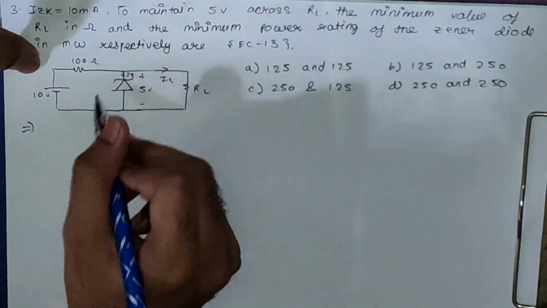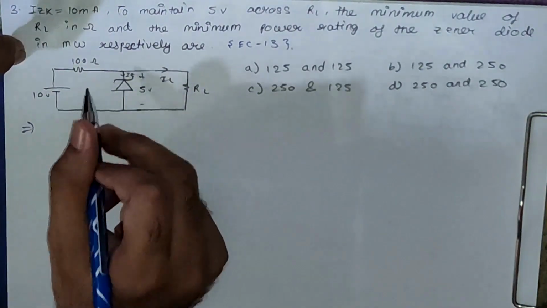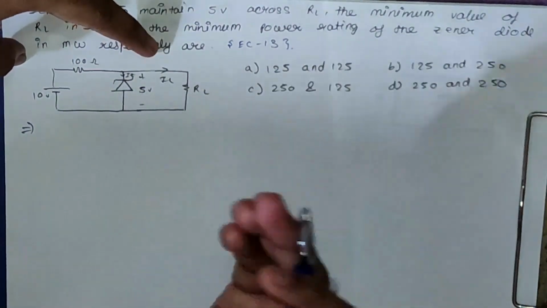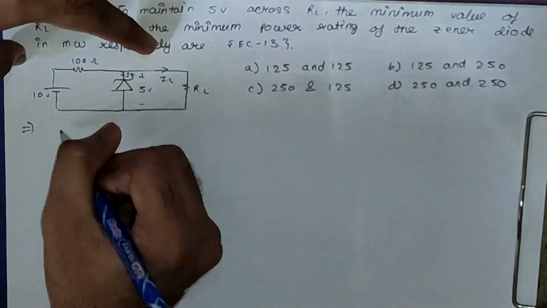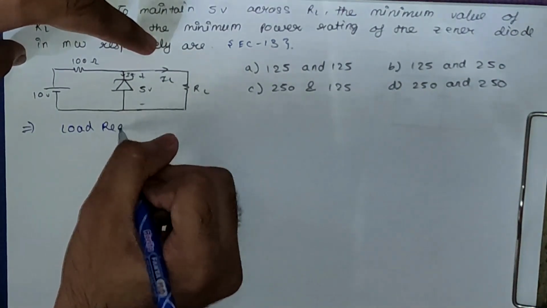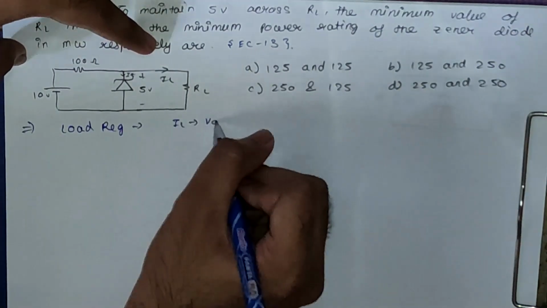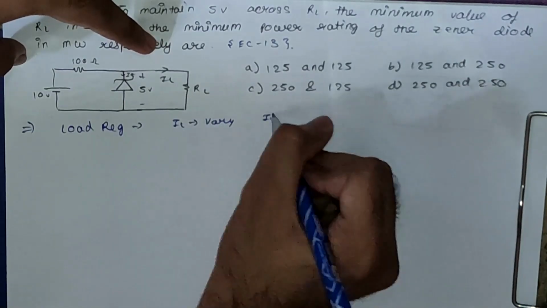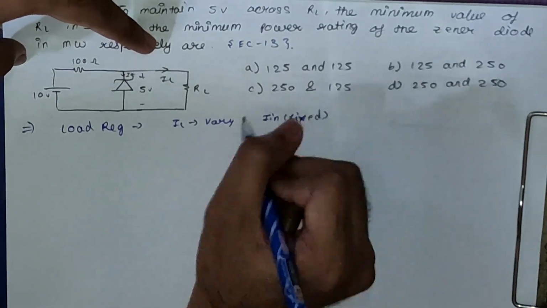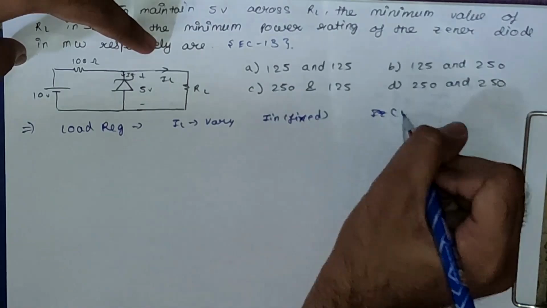You can see in this question this part is fixed. It means here only the load is varying, so it is a question of load regulation. It means that IL is going to vary and I in will be fixed, and to maintain this, IZ is also going to vary, right?